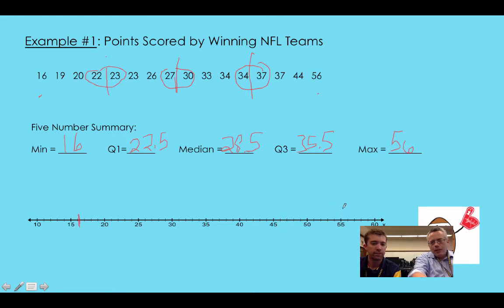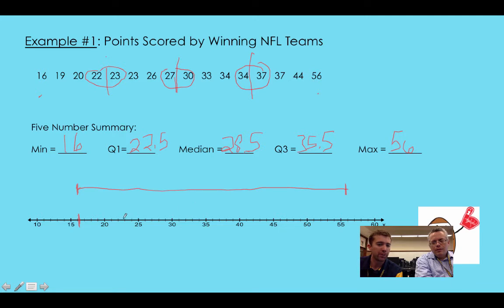So there's the min. Let's draw it above the number line. Okay, good. I'm so picky about my box plots. All right, and then we'll draw our line all the way to 56. Bam, just like that.